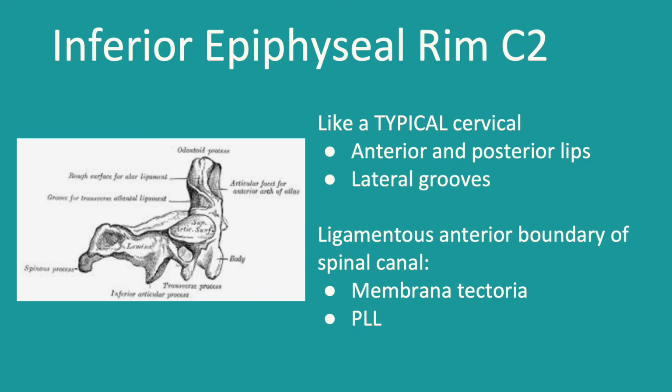You've got your anterior and posterior lips. Remember, your lips lower, and your lateral grooves. You're also going to want to know what that ligamentous anterior boundary of the spinal canal is at this location. So that's a little point on page 72. The membrana tectoria and the PLL form that anterior boundary, and that's where the transition occurs. So you're going to want to know that, and I have this repeated multiple times through exam 2 material, so hopefully you'll get sick of hearing it.